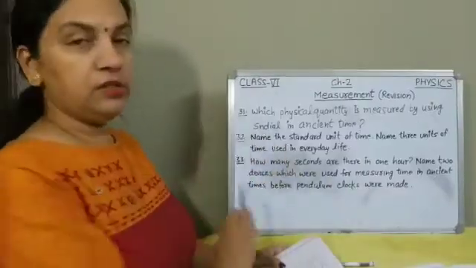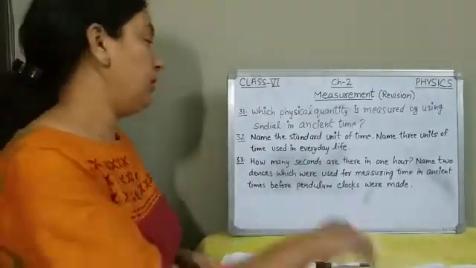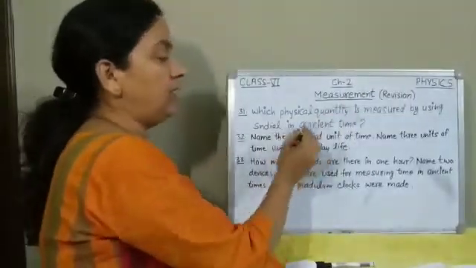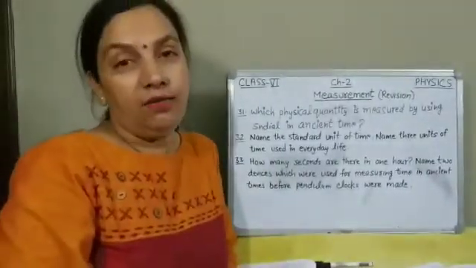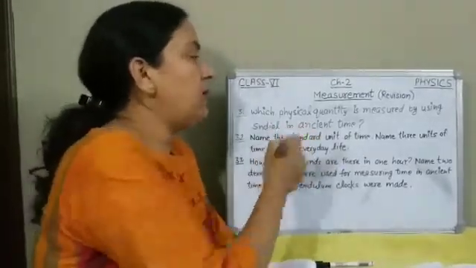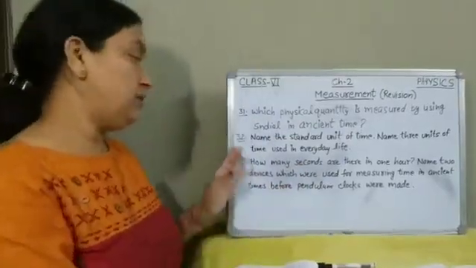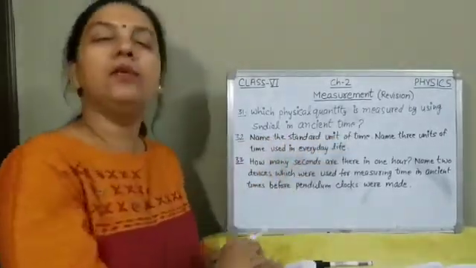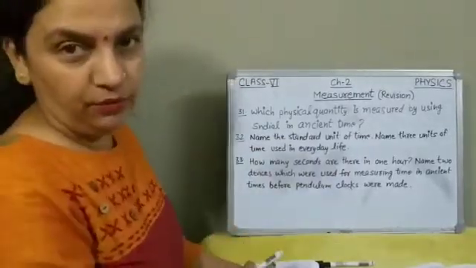Our next question is question number 31 on page number 46 of your book. Which physical quantity is measured by using sundial in ancient time? You all know that sundial is an early device to measure the time. So in ancient times, sundials were used to measure the time. Now second question is question number 32. Name the standard unit of time. I think you all know the standard unit of time is second, or you can say the basic unit of time is second.